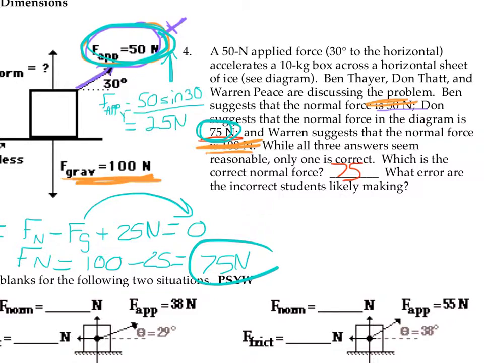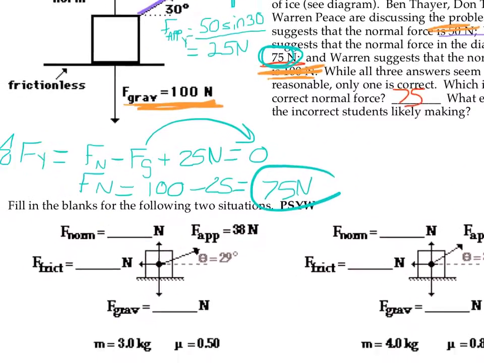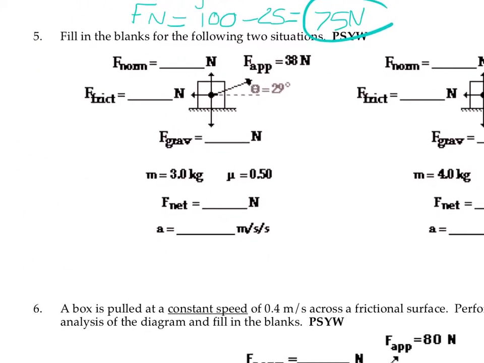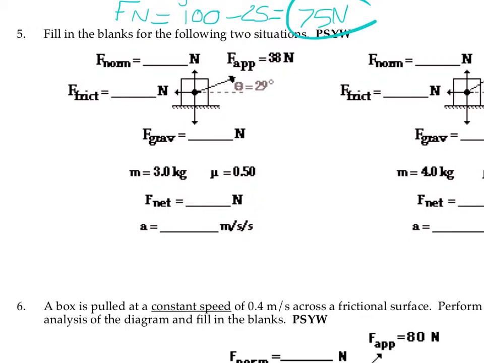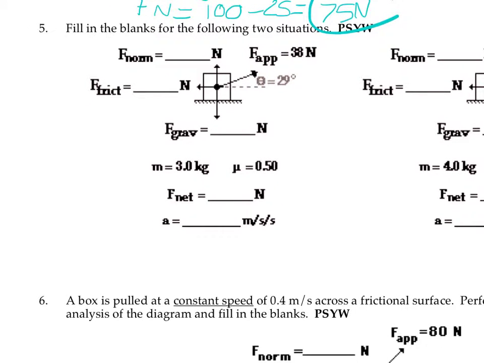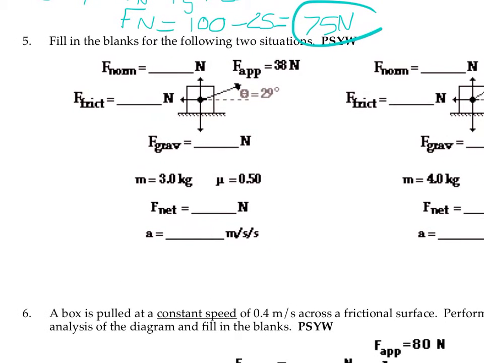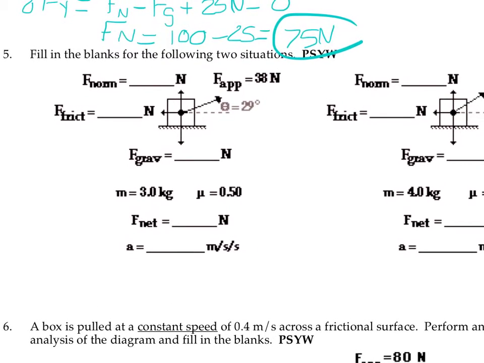So Don is correct. To figure out number 5, fill in the blank for the following situation. PSYW means please show your work. It's the same thing we did before. The first thing we want to do is break this up into its x and y components.